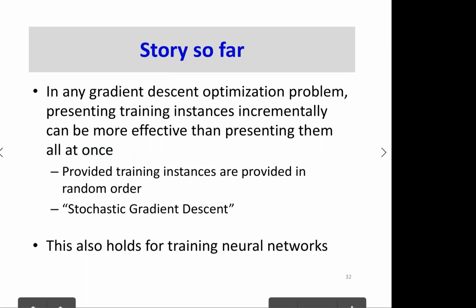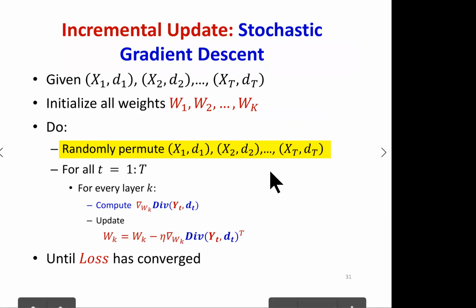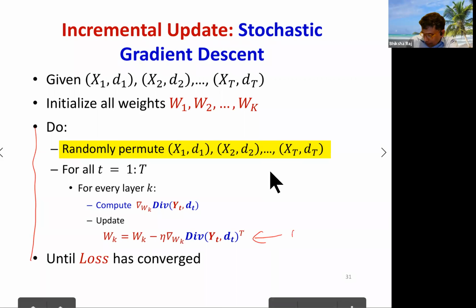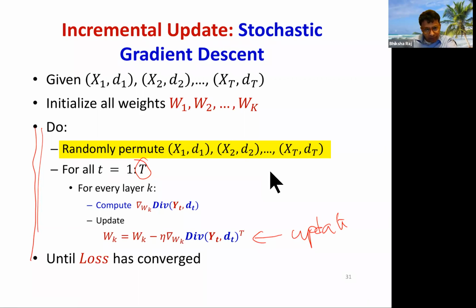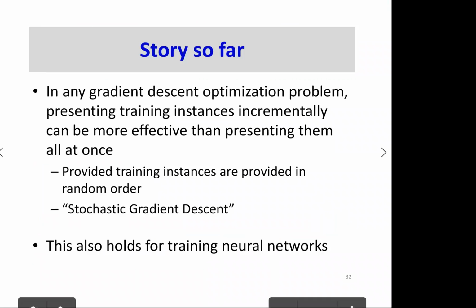Can we say that one epoch means one update? No, one epoch is one pass through the entire training data, right? So this is an epoch. This is an update. So an epoch is going to have T updates. Okay, I see. Thanks. All right, so let me continue.